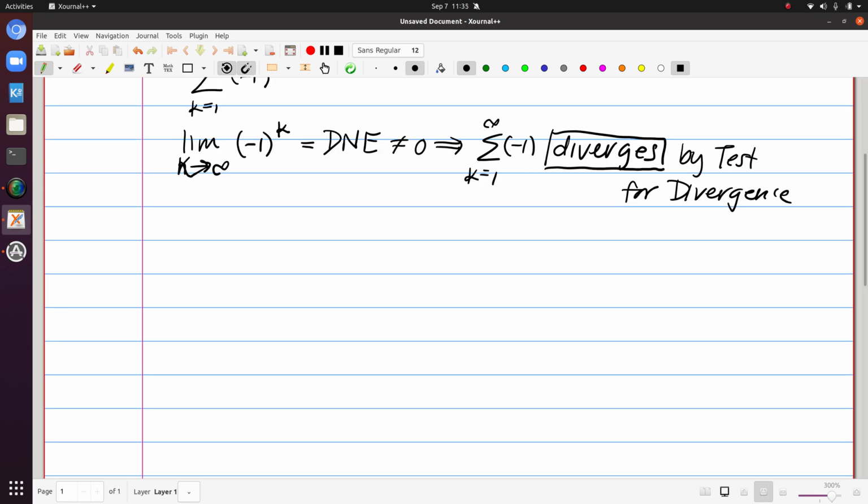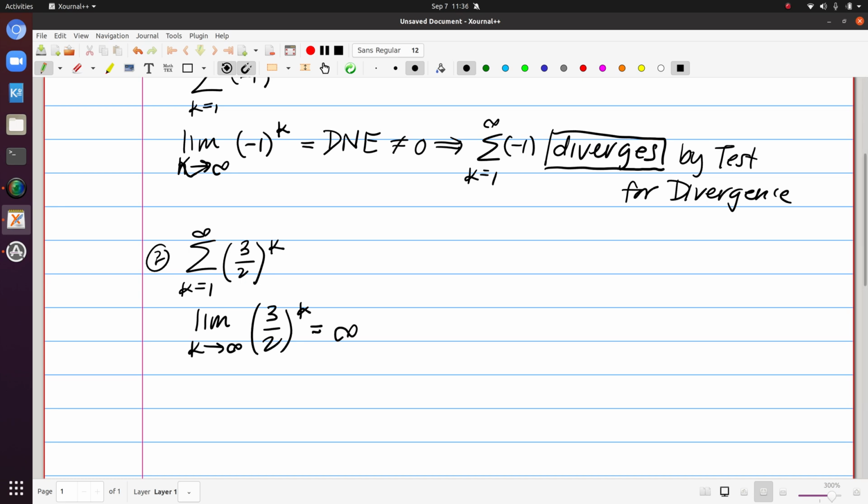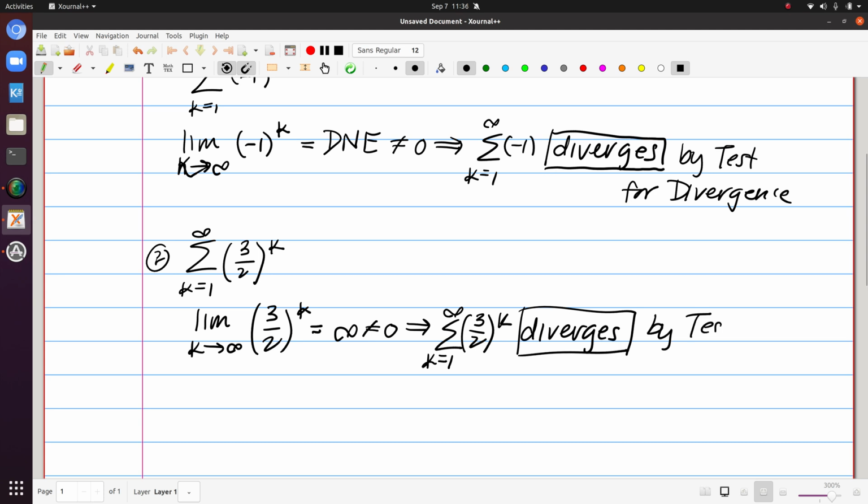Okay, second example, if we consider the sum from 1 to infinity of (3/2)^k, again, what I would first look at is taking the limit of the terms of this series. And notice that 3/2 is larger than 1, and I'm raising it to the kth power. This is going to grow without bound. So we'll get infinity here, which once again, importantly, is not 0. So we can quickly conclude that this series diverges, once again, by the test for divergence.